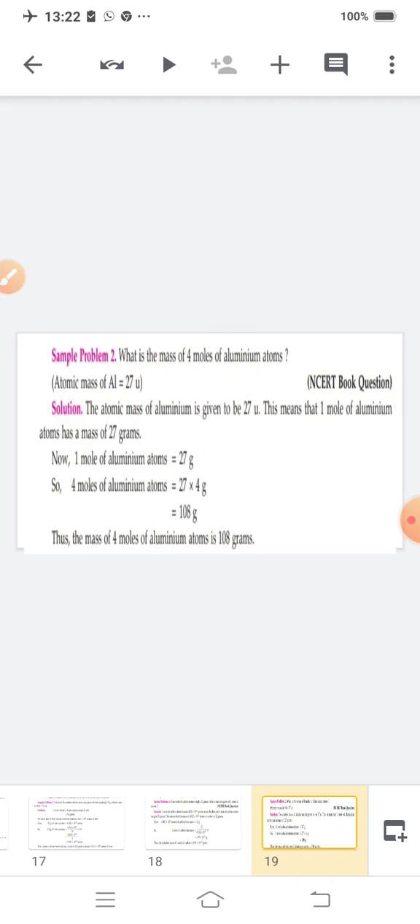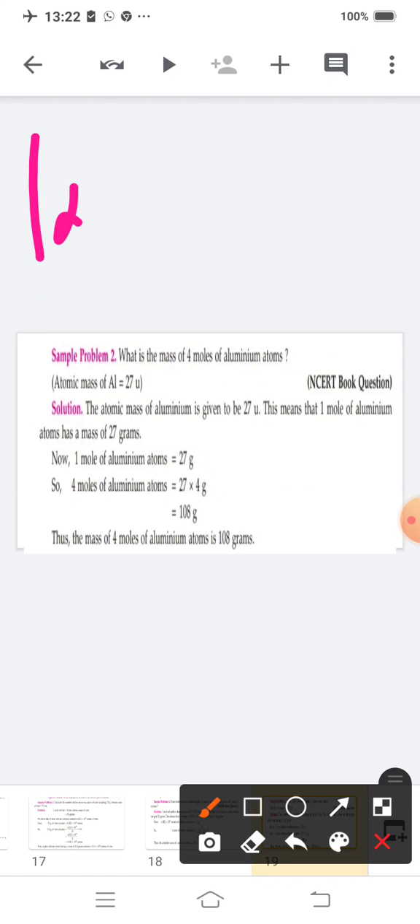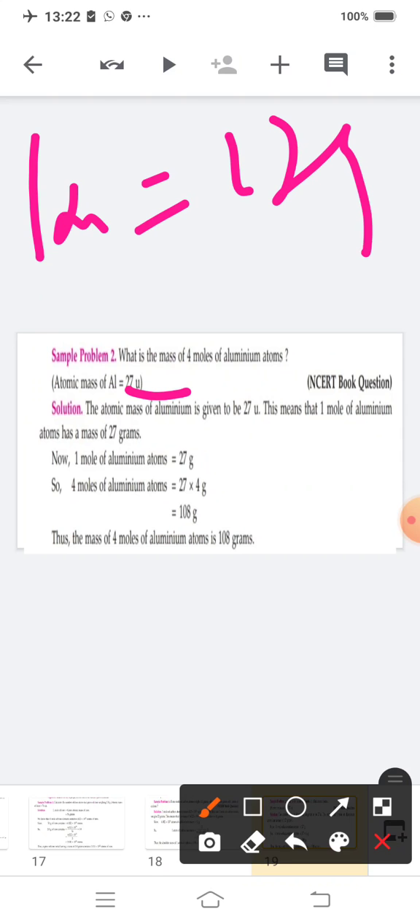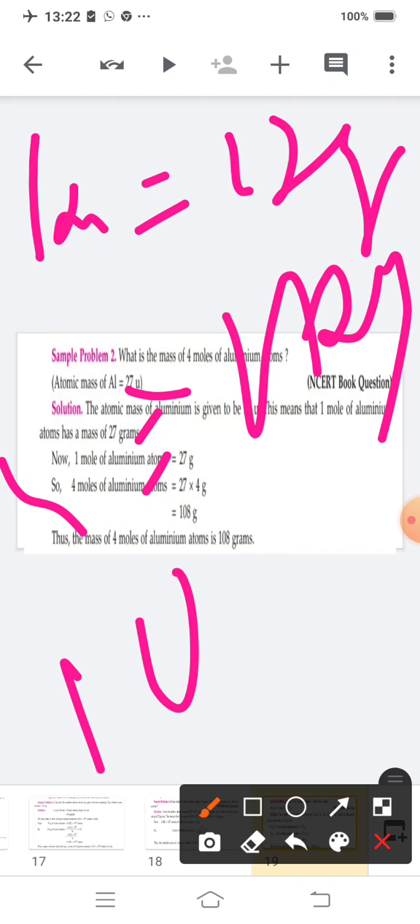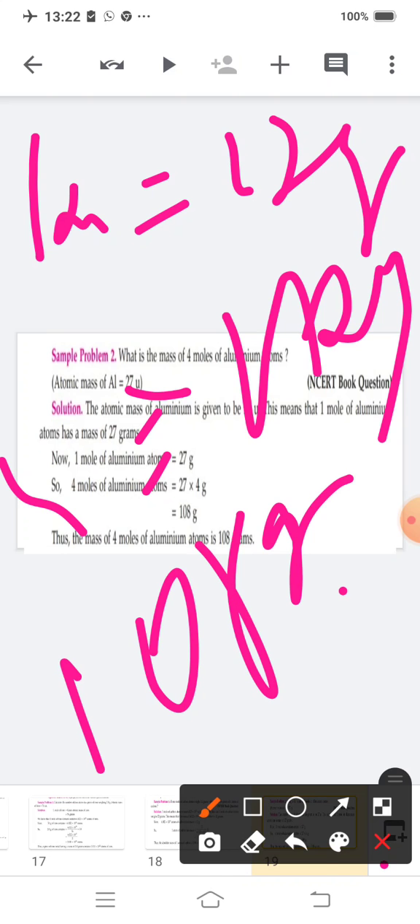Now, what is the mass of 4 moles of aluminium atoms? We know that 1 mole is equal to, here it is again, 27 gram. Clear? So 4 mole is equal to 27 into 4. What will you get? 108 gram. Is this clear?